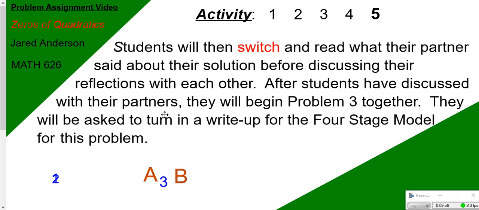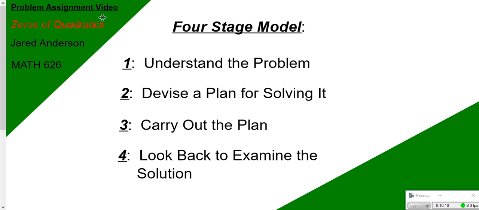They'll be asked to turn in a write-up for the 4-stage model for this problem. Okay, so after all, mostly it'll be a very similar problem, but they should be looking and seeing new ways to go about solving this problem together. I like using the four-stage model for this because, again, it helps students look over and articulate what the problem is, how they need to solve it. Again, using a partner, when you devise a plan, you really have to be good at articulating exactly what you're trying to do with it.